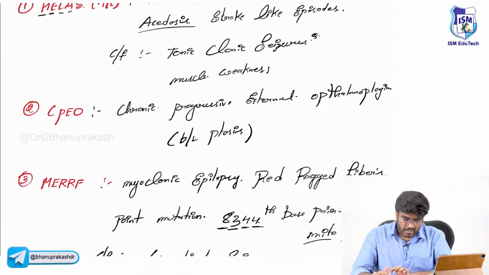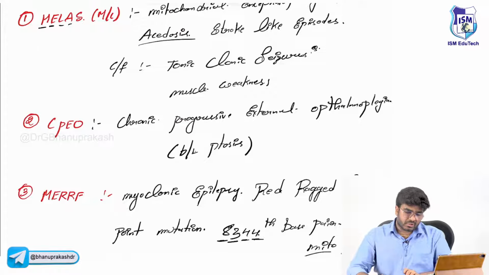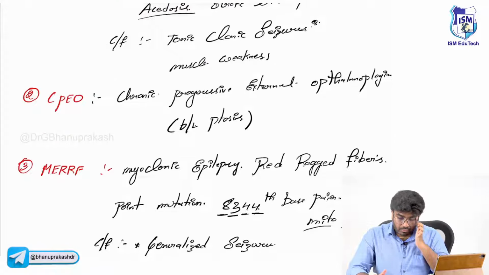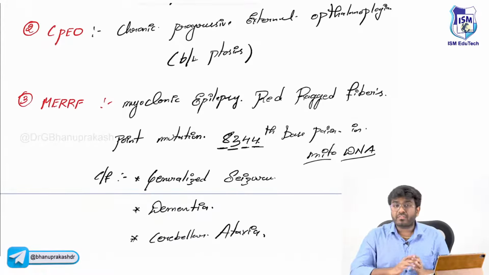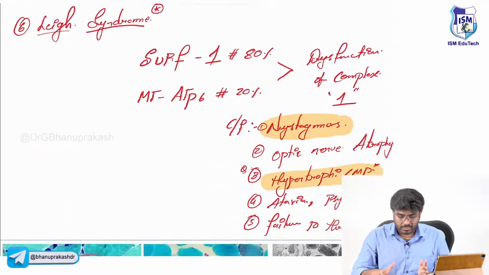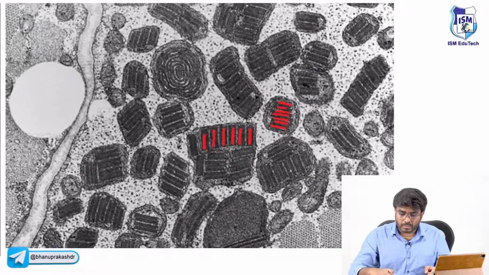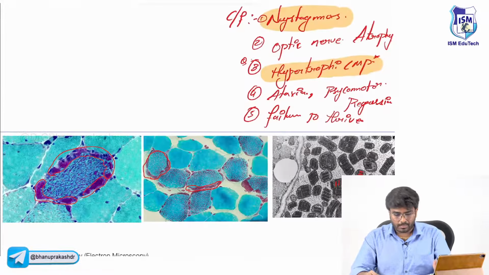So which syndromes have we discussed? MELAS: mitochondrial encephalopathy, lactic acidosis, stroke-like episodes, where patients have tonic-clonic seizures. CPEO: chronic progressive external ophthalmoplegia with bilateral ptosis. MERRF, very important; image-based questions are very important. Here the muscle biopsy shows ragged red fibers, and electron microscopy shows the parking lot appearance because of inclusion bodies.